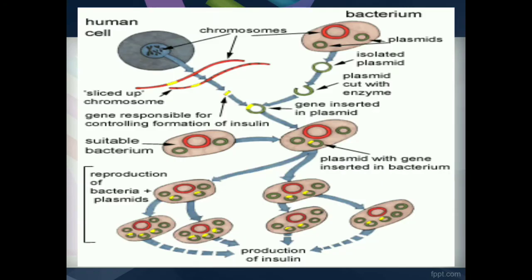So this is one representation of the process of recombinant DNA technology. The human cell is the donor from which the DNA segment is isolated and then cut, and the gene of insulin is isolated and multiplied. So this is how insulin is produced in large quantities.